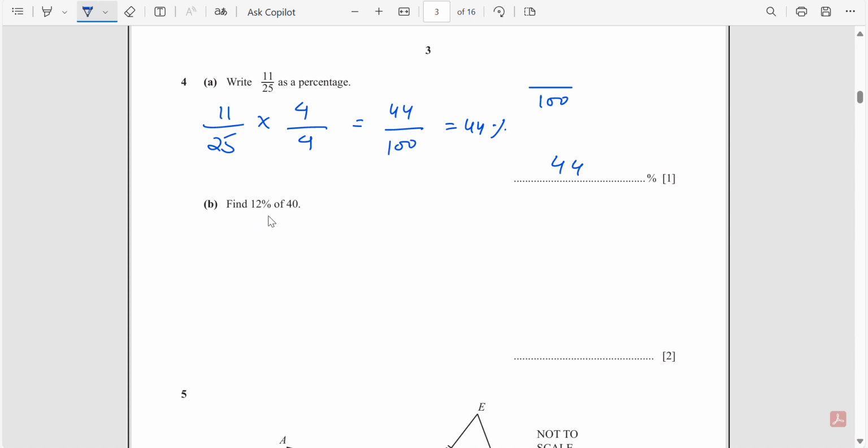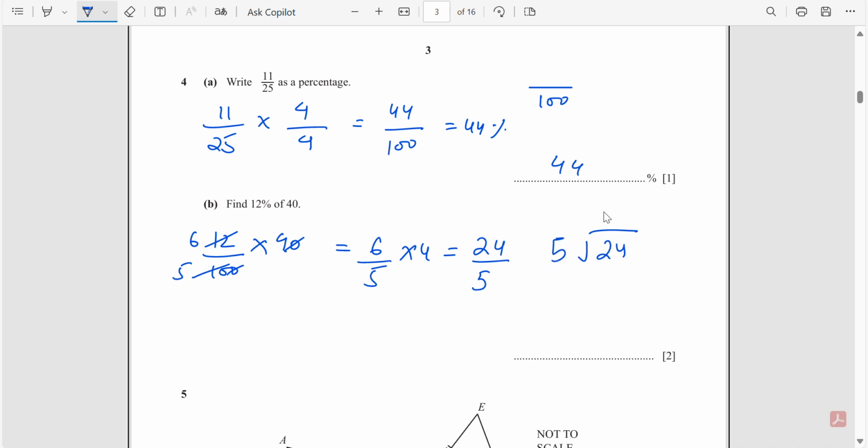Find 12% of 40. So 12% can be written as 12/100. Of means multiplication, and 40. Here you can do some simplification. 0 can be cut from 0. This can be cut on 2's table: 2 sixes are 12, 2 fives are 10. So 6/5 times 4. 6 fours are 24/5. And if you want to write it in decimal, you can do that. Put a point here, and 5 eights are 40. So your answer is 4.8.